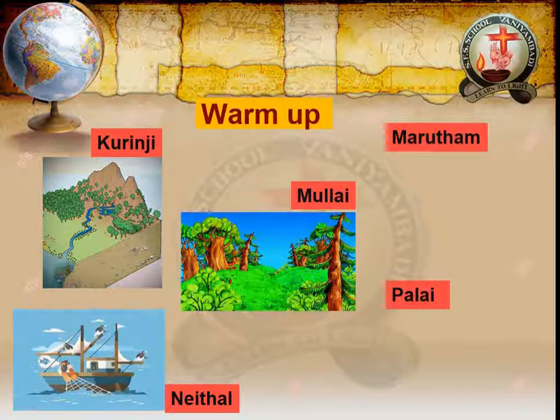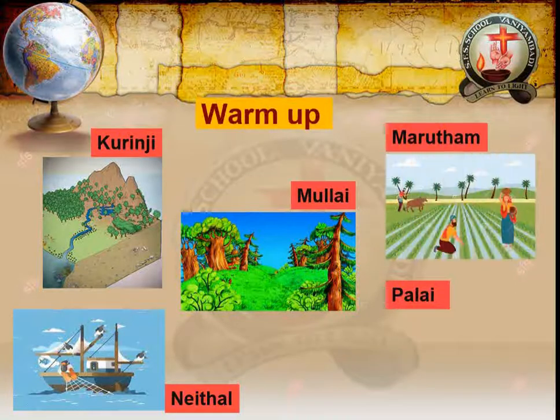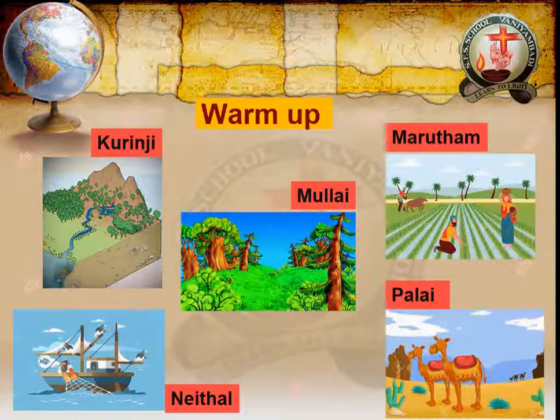Forest and its surroundings is known as Mullai. The agricultural land and its adjoining areas is known as Marudam. And finally, the desert region is known as Palai. So, based on the locality, the land is classified during Sangam period.